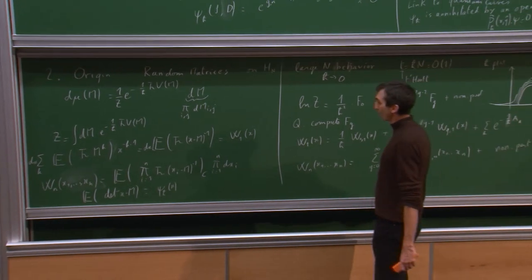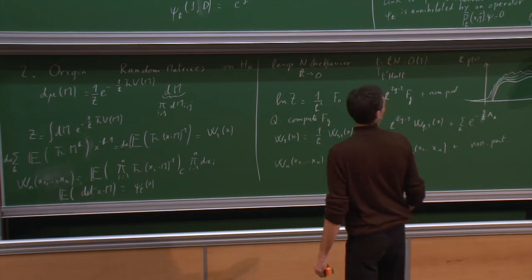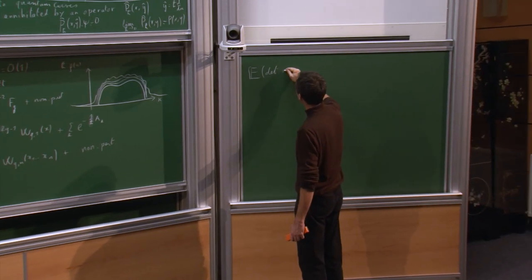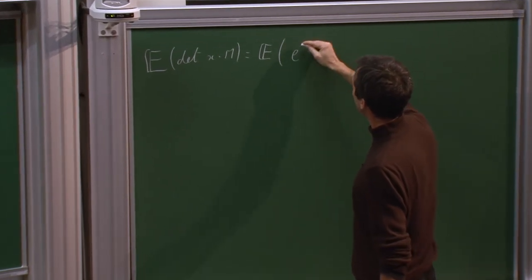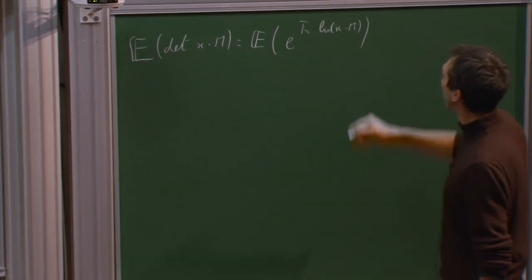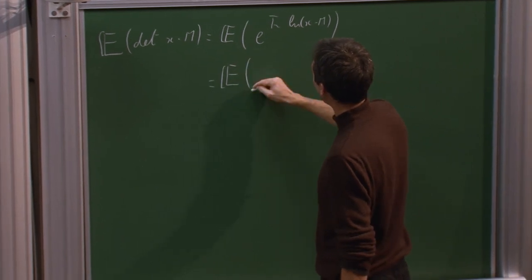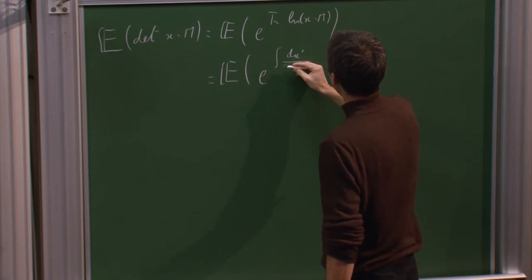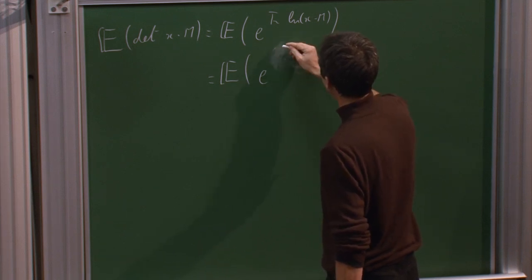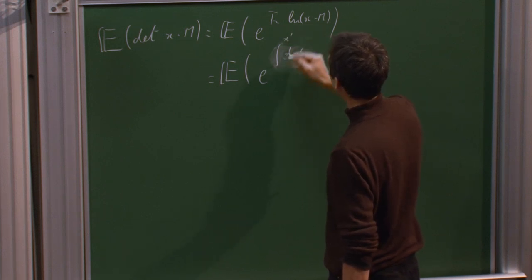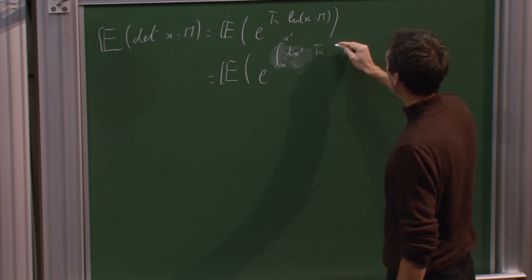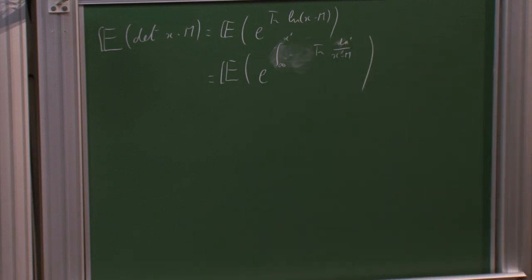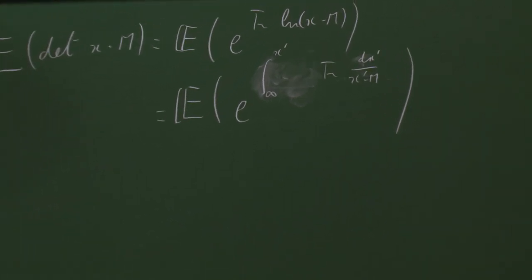Alright, and just to show you the relationship between this and that, observe that the expectation value of determinant of x minus M is the same thing as the expectation value of exponential trace log x minus M, which is the same thing as the expectation value of exponential integral dx' over x minus x, trace of 1 over x' minus M, from infinity up to x.